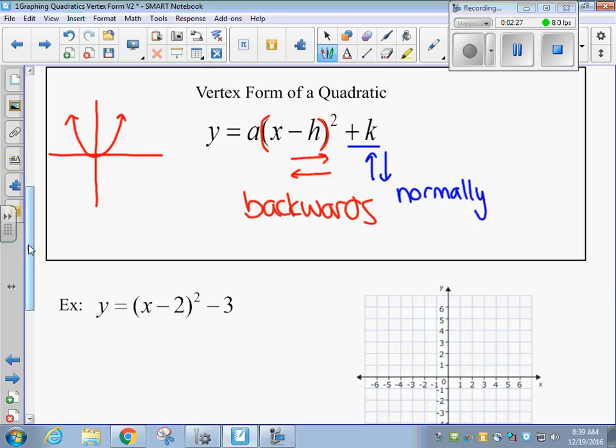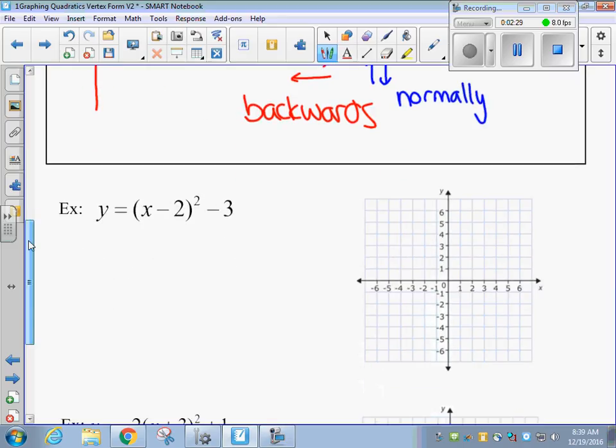So let's see what I'm talking about. Let's look at this -2. Our -2 is inside the house, so it's going to be backwards. So we're going to think of it as a +2. Now if we go +2, right and left, we know that's going to shift us to the right 2. So that's our first transformation.